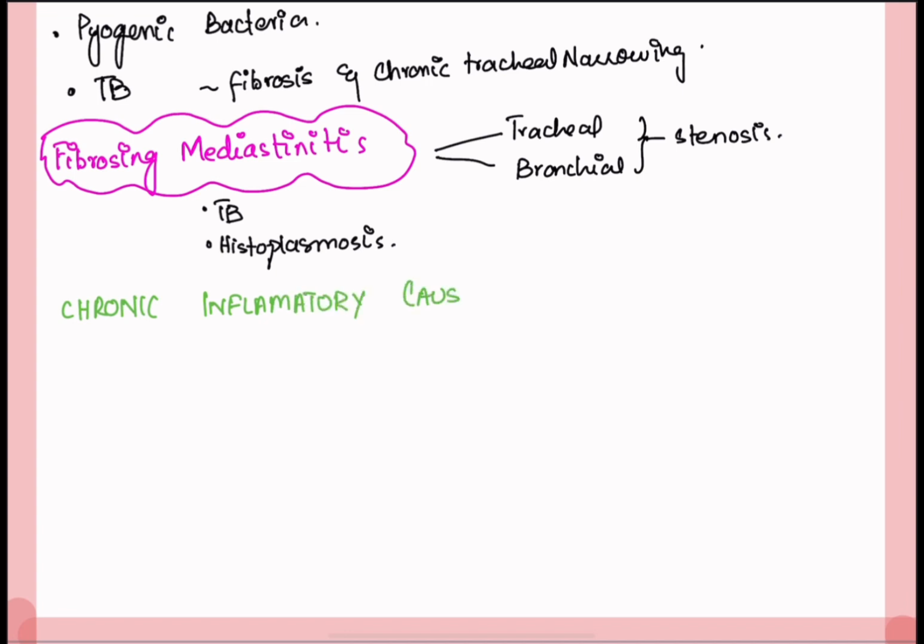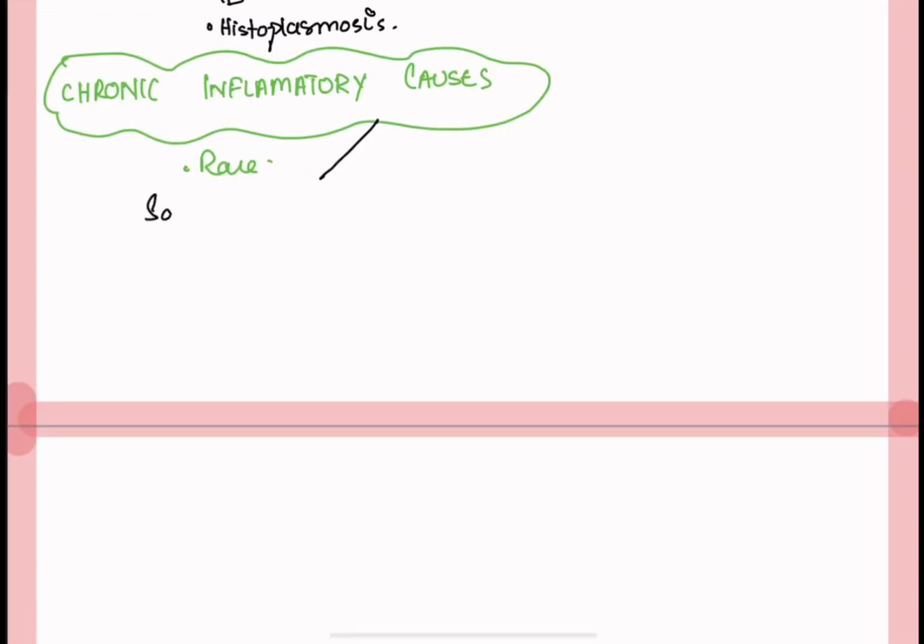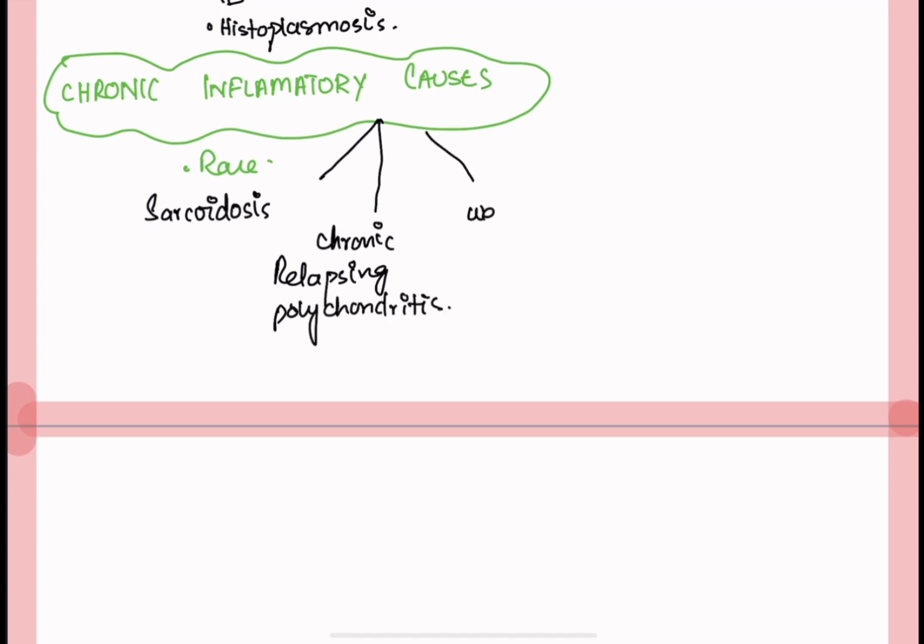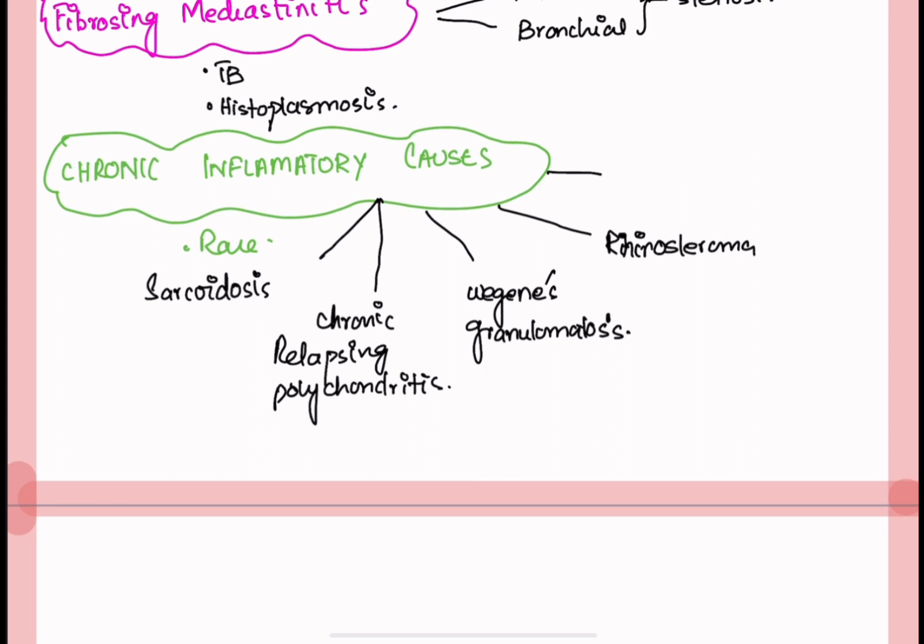The chronic inflammatory etiologies are rare causes of chronic inflammation of the trachea. This involves sarcoidosis, chronic relapsing polychondritis, Wegener's granulomatosis, rhinoscleroma, and tracheopathia osteoplastica.